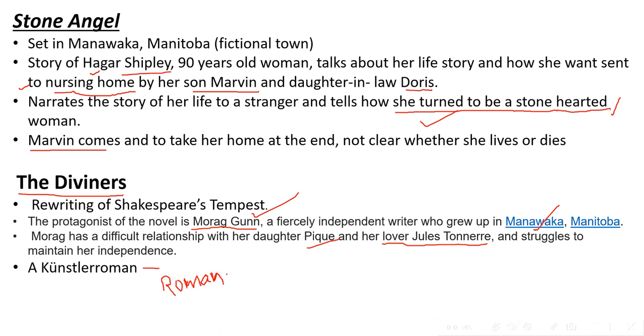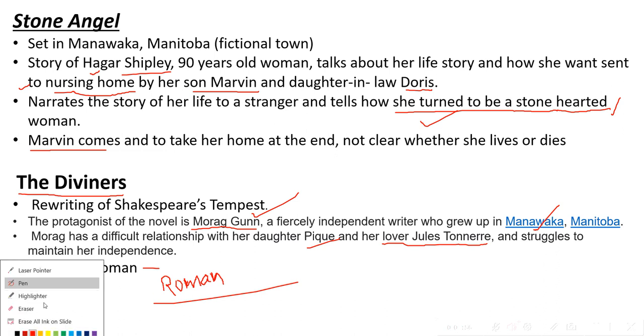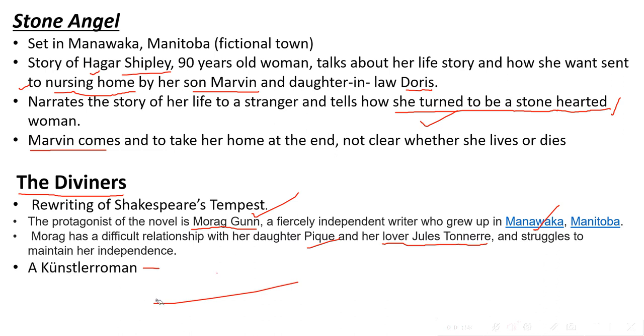Okay, so Bildungsroman is a story or journey of a narrator or a hero. And Kunstler Roman is a story of the journey of an artist, not only a writer. He can be doing music or he can be a painter. So of an artist, you can say. Okay.